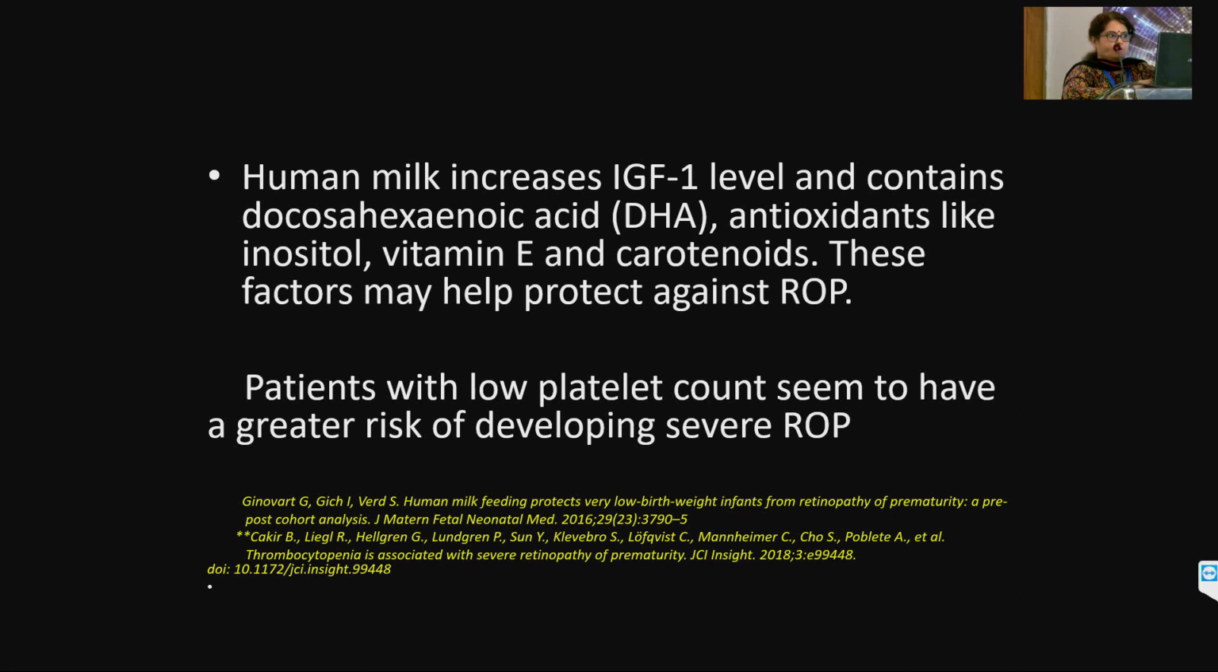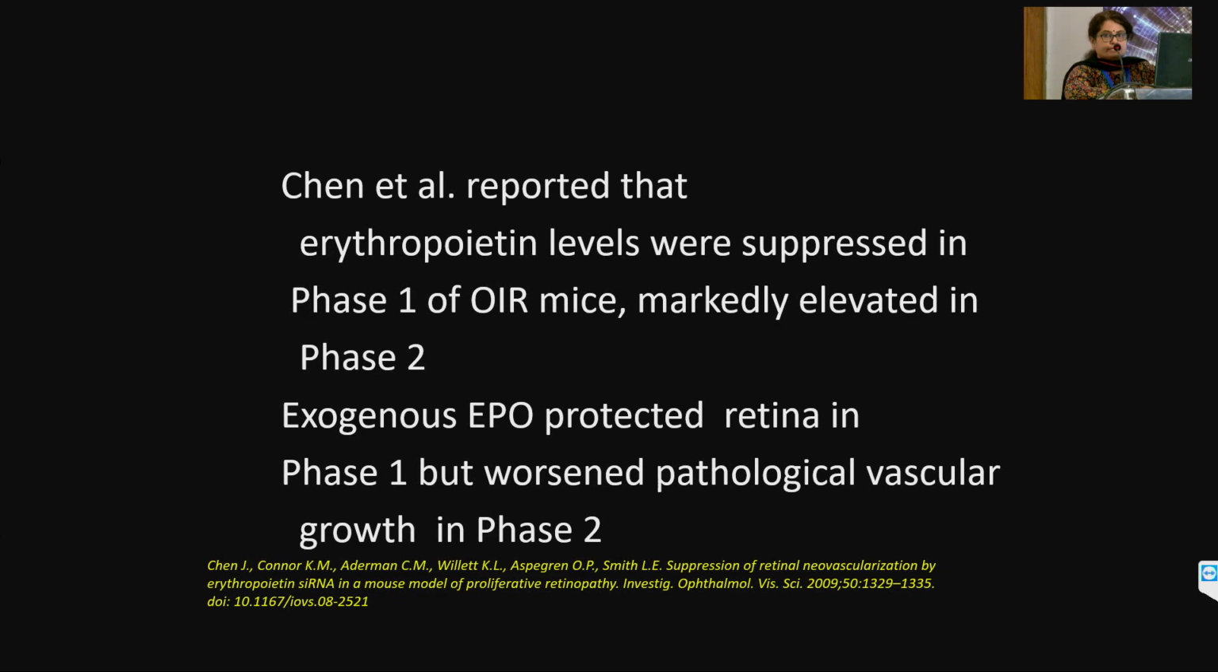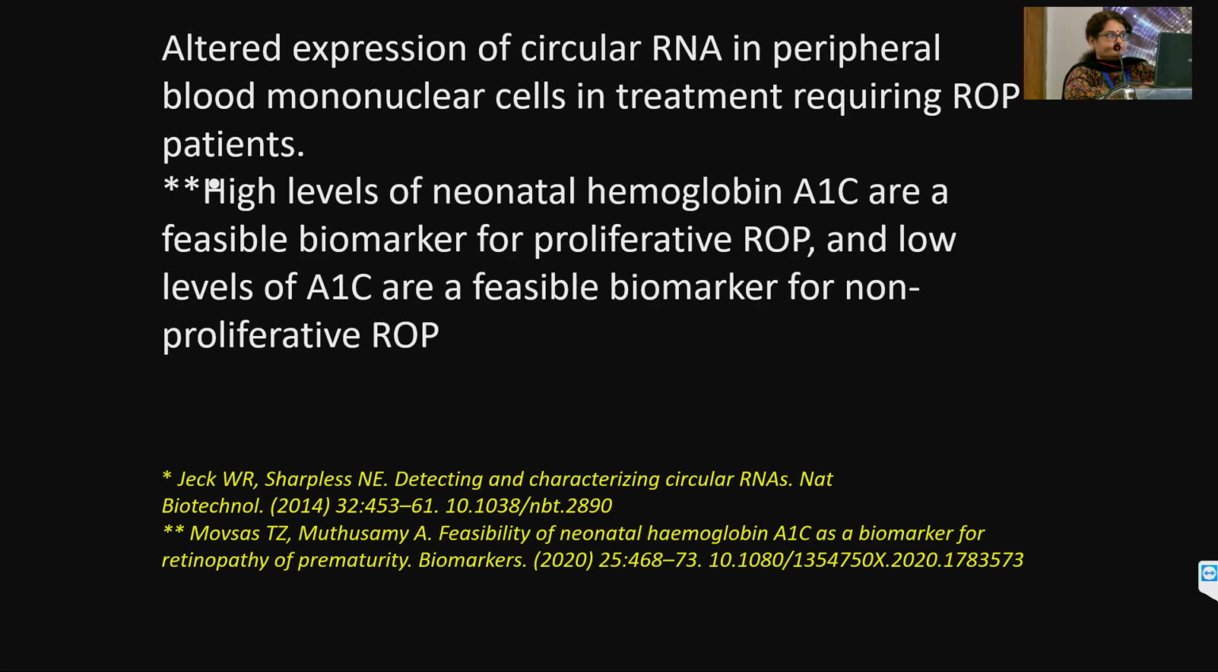Human milk has been found to have protection against ROP, and patients with low platelet count, that even we have seen, like they come with more hemorrhages, seem to have a greater risk of developing severe ROP. Now, regarding the association of erythropoietin, it has been found that exogenous erythropoietin protected the retina in phase 1, but it worsened pathological vascular growth in phase 2.